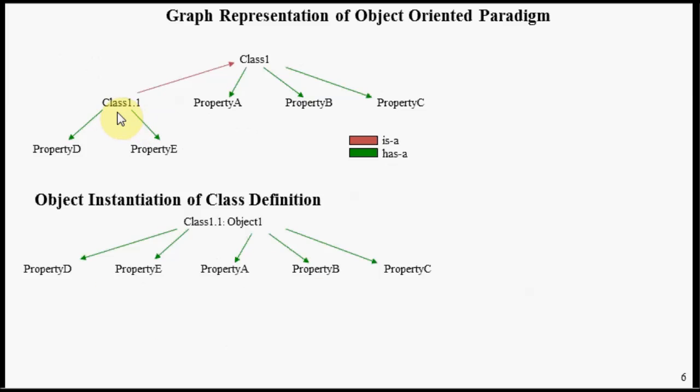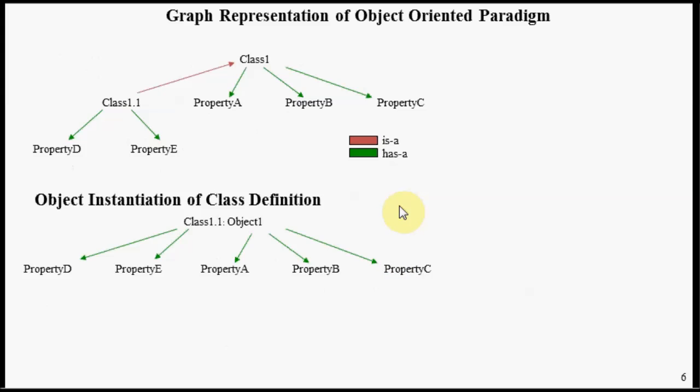Assuming we want to instantiate class 1.1 and we're going to call that object 1, what happens is the following. We first want to instantiate properties D and E, and then we want to look at this inheritance is-a link here to inherit properties A, B, and C, which is what you see down here.